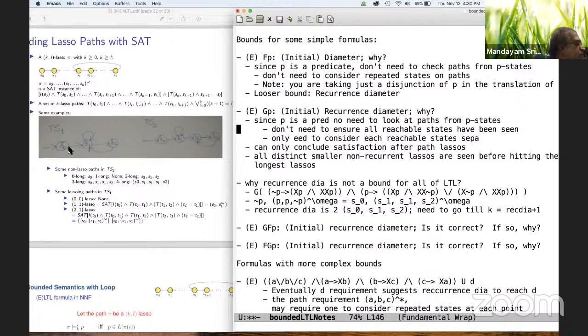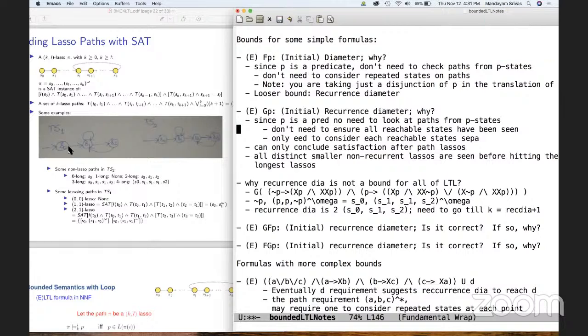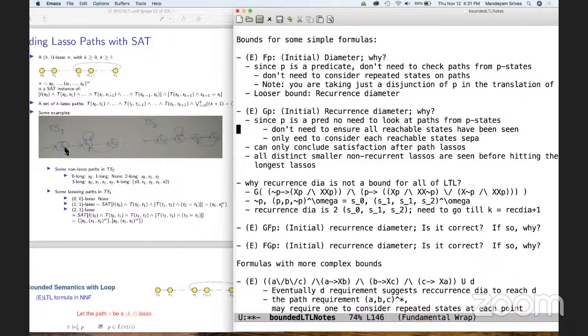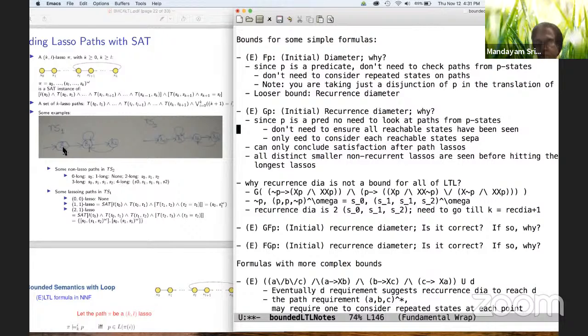What is the definition of a recurrence diameter? Can anyone answer? Is it 3? Yeah, it is the longest path, the longest distance that you can go from the initial state, without encountering any repeated states, okay?